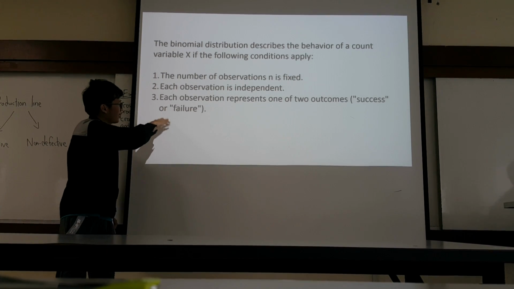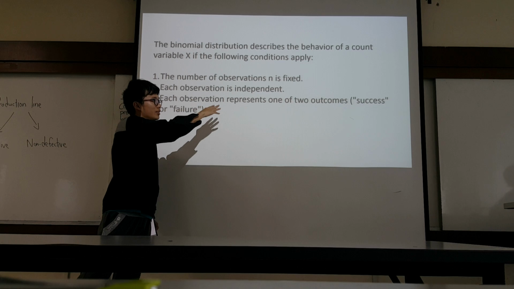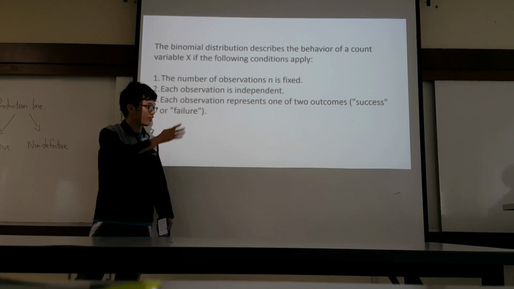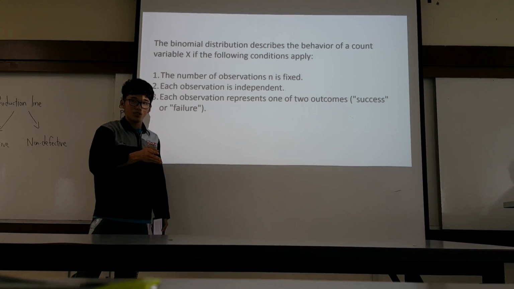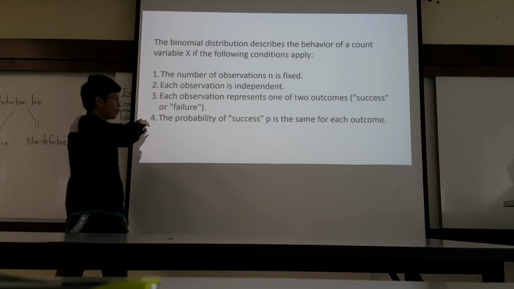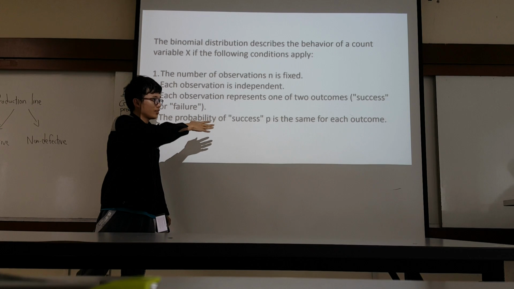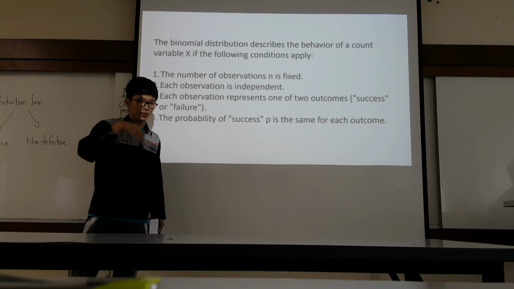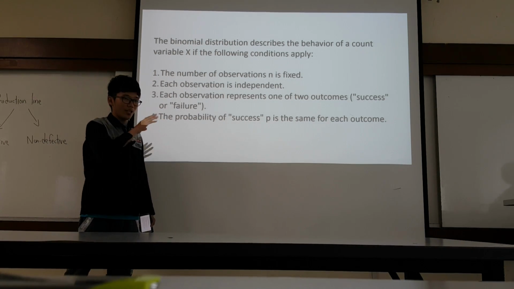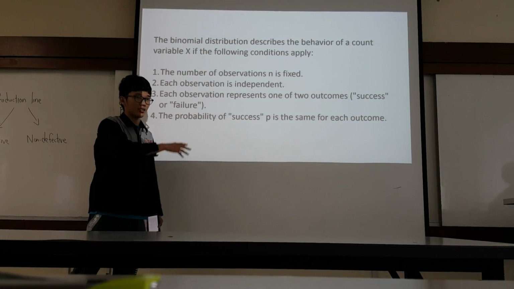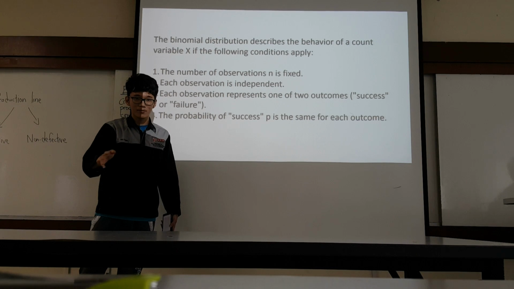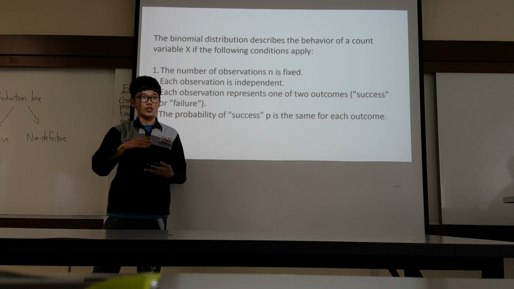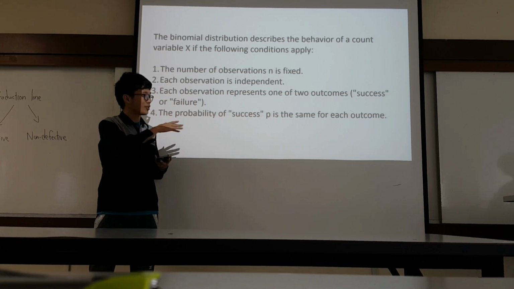Next, each observation represents one of two outcomes, meaning there is only yes or no, or success or failure. And the probability of success p is the same for each outcome. This means that in the observation we repeat n times, every time the probability of success p is the same. So this is a binomial distribution.